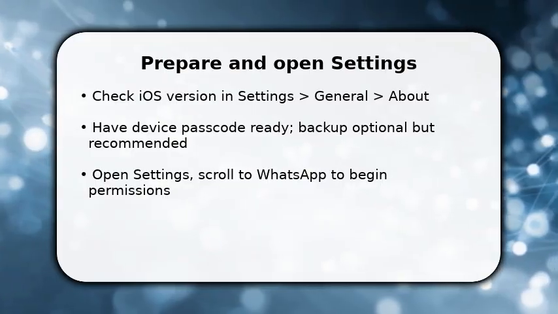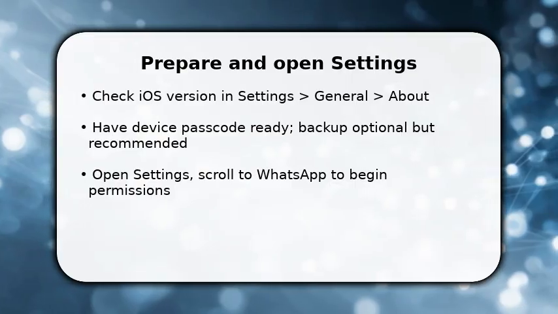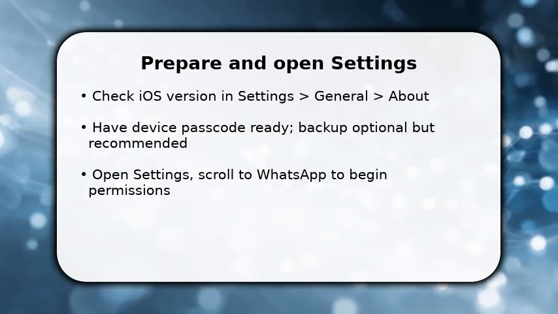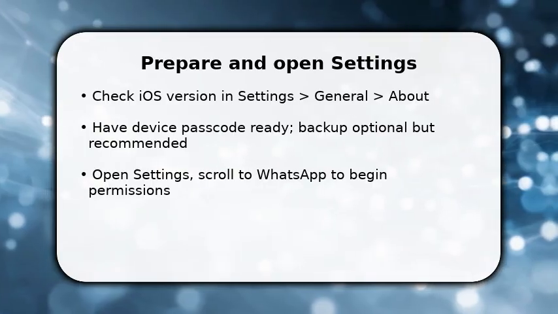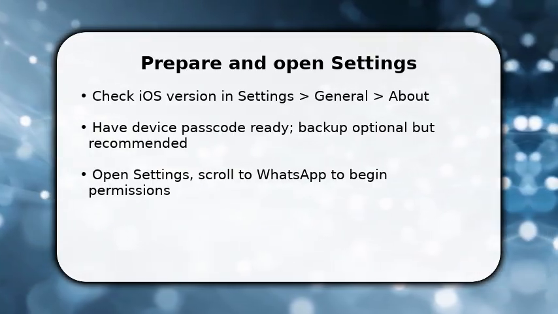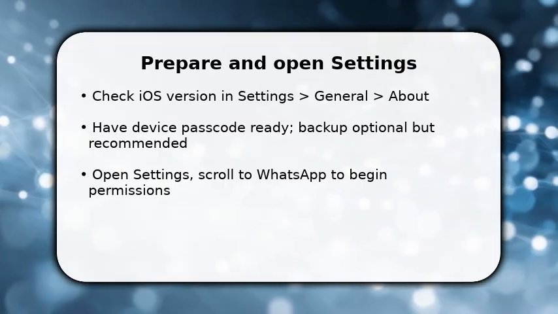You start by confirming your iPhone runs the required iOS and that you know the device passcode. Once done, open Settings and scroll down to find WhatsApp listed among apps. Tap WhatsApp to reveal permissions.